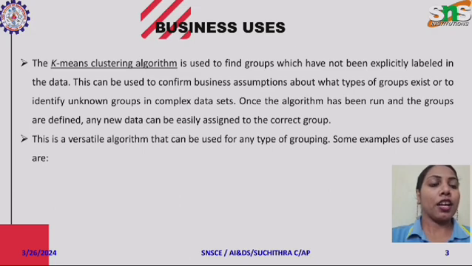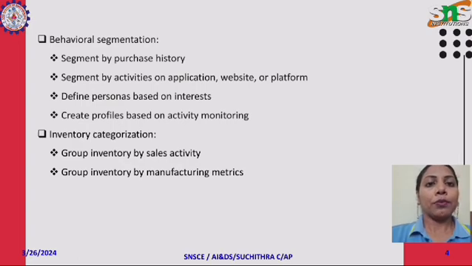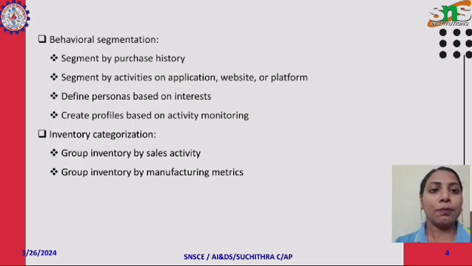Some example use cases. Behavior segmentation: segment by purchase history, segment by activities on application, website or platform, define personas based on interest, create profiles based on activity monitoring. The next one is inventory characterization: group inventory by sales activity, group inventory by manufacturing metrics.